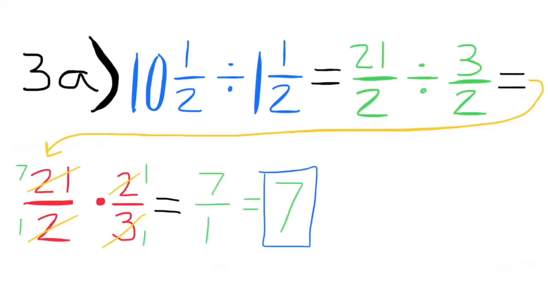The length of the bathroom floor divided by the length of the tiles is 10 1/2 divided by 1 1/2, or 21/2 divided by 3/2. In the next step, we multiply 21/2 times 2/3, which can be simplified to 7/1 times 1/1, which is 7. You would need 7 tiles to tile the length of the bathroom floor.